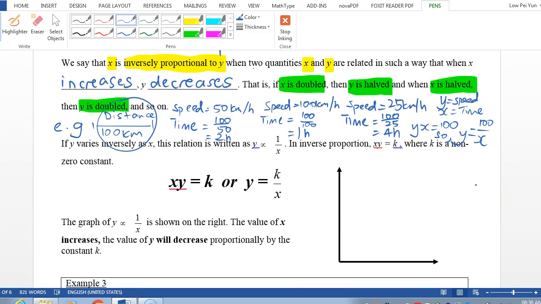And we are going to look at what has been printed for us. Yes. So we have this relationship where x times y is equals to a fixed constant k, or we can express it as y is equals to k over x. Now this is the one that we are going to use repeatedly.